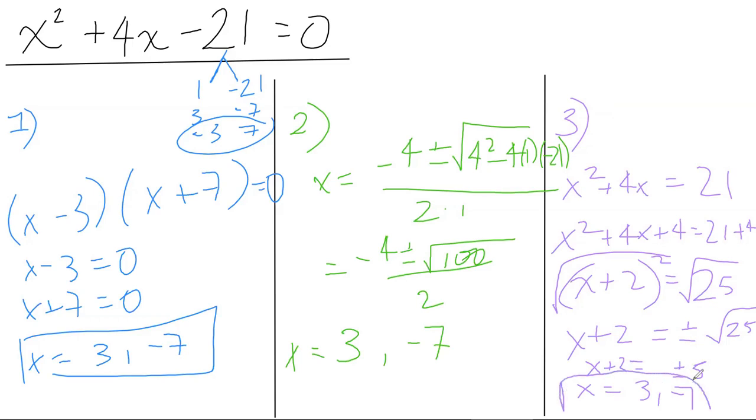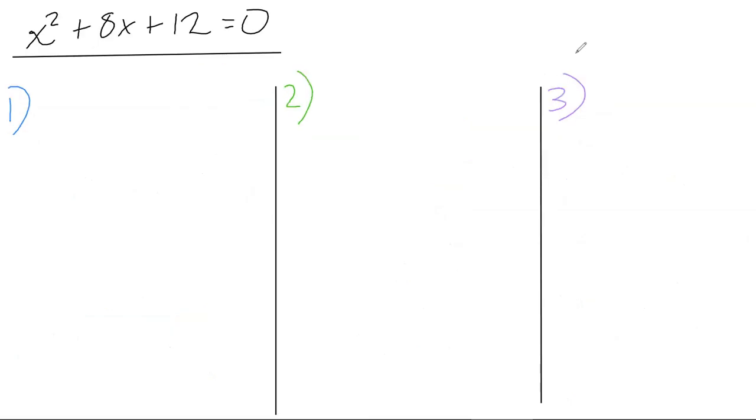All right, let's do the next one. All right, so in this problem, we have x squared plus 8x plus 12 equals 0. So for factoring, well, what are the factors of 12? We have 3 and 4, 1 and 12, 6 and 2. Well, out of all of these, we can already see that 6 and 2 add to 8. So we can assume that this is equal to x plus 6 times x plus 2.